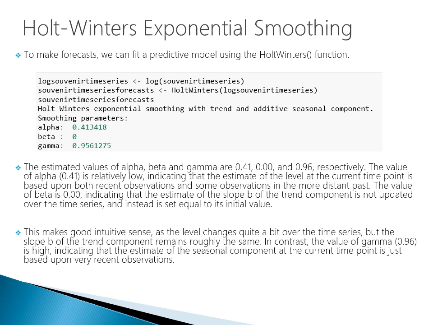In contrast, the value of gamma, 0.96, is very high, indicating that the estimate of the seasonal component at the current time point is just based upon very recent observations.